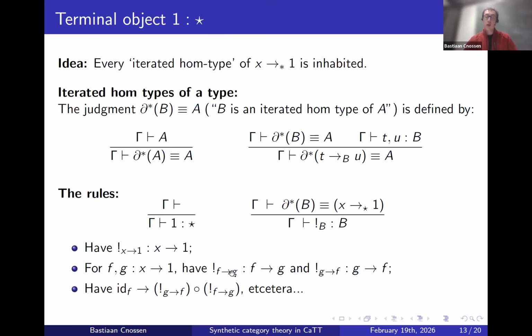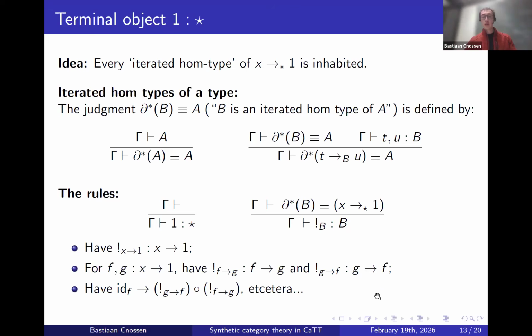So for example, if you compose the shriek FG with the shriek GF, you get something that goes from F to F, which lives in an iterated Hom type of X to 1. The identity of F also does, so there must be a comparison map in both ways, and so on and so forth. So this automatically makes sure that all these comparison maps we have are in particular invertible.